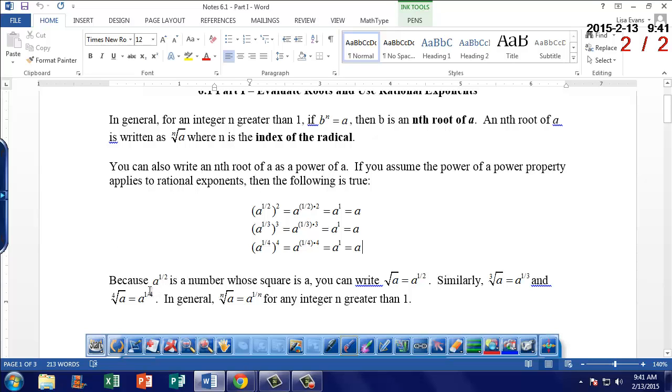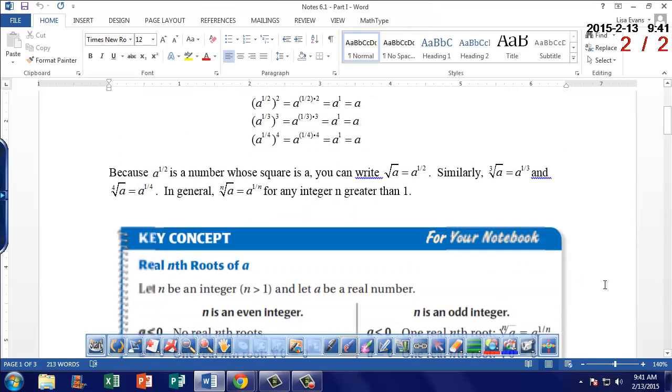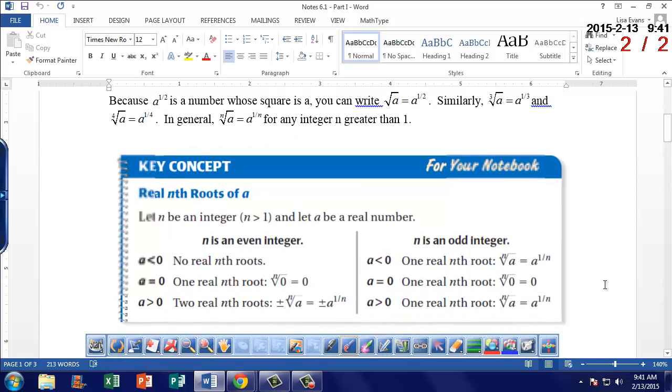Because a to the 1/2 is a number whose square is a, you can write the square root of a as a to the 1/2. So the cube root of a can be written as a to the 1/3, and so on. And we're going to talk about this when we do the examples as well. Okay, and then we have some rules about this.